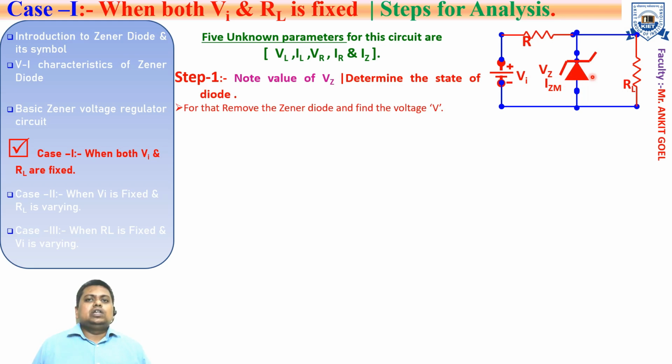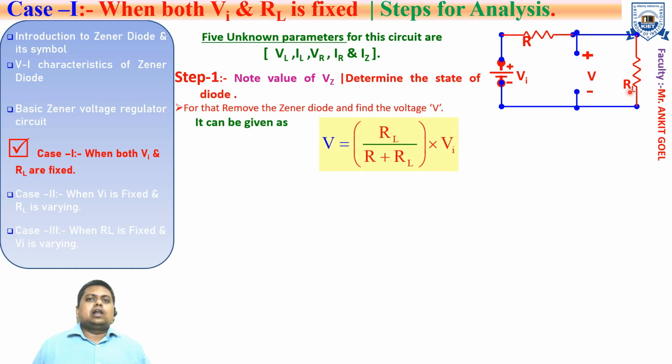For that, you first need to remove the Zener diode from the circuit and find the voltage V across it, right? It can be easily found by applying the voltage division rule, as V equals RL upon R plus RL into Vi, right? So now compare the value of V with Vz. You will get two cases: either V comes out to be less than Vz, or it comes out to be more than Vz.